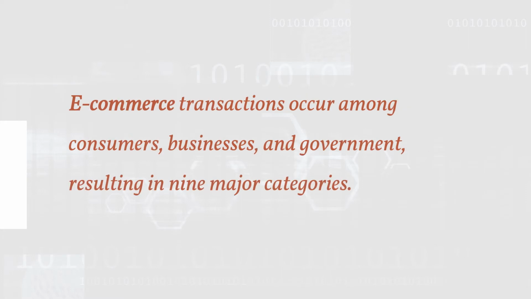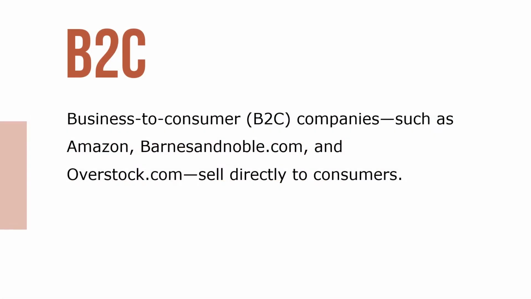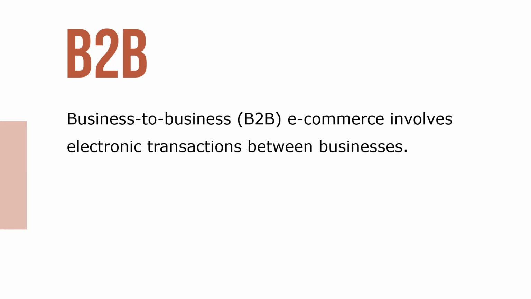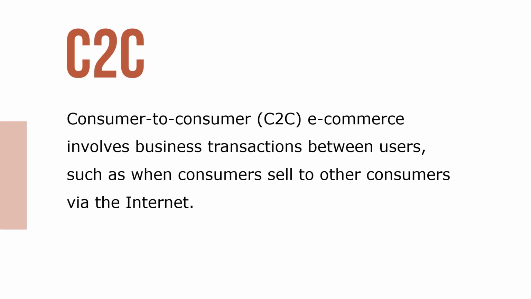E-commerce transactions occur among customers, businesses, and government, resulting in 9 major categories. Business-to-customer, B2C companies, such as Amazon, BarnesandNoble.com, and Overstock.com, sell directly to customers. Business-to-business, B2B, e-commerce involves electronic transactions between businesses. Customer-to-customer, C2C e-commerce, involves business transactions between users, such as consumers, that sell to other consumers via the internet.